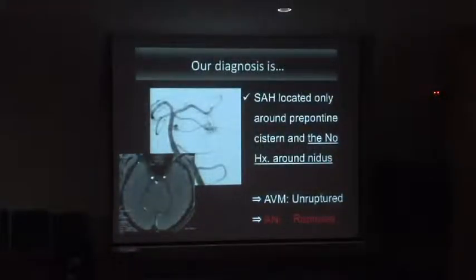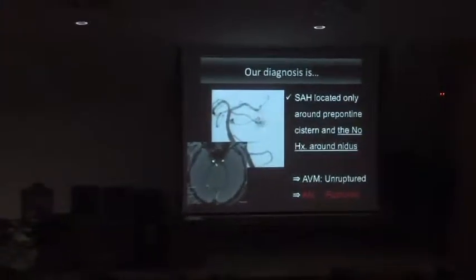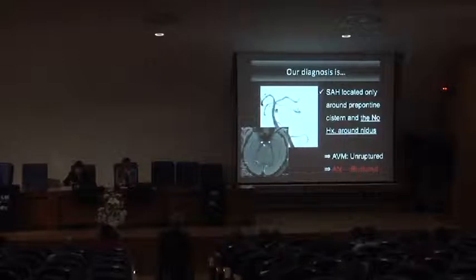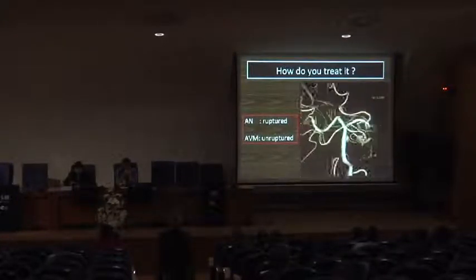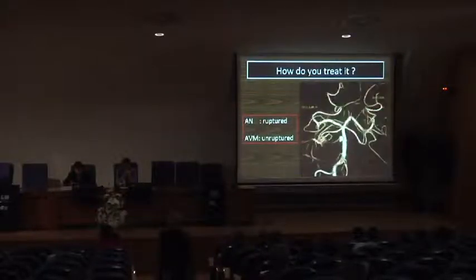Our diagnosis: the MRI shows subarachnoid hemorrhage located only around the prepontine cistern and no hemorrhage around the nidus, which might suggest that the ruptured site was the feeder aneurysm, not the nidus. How do we treat it? The aneurysm is ruptured and the AVM unruptured.